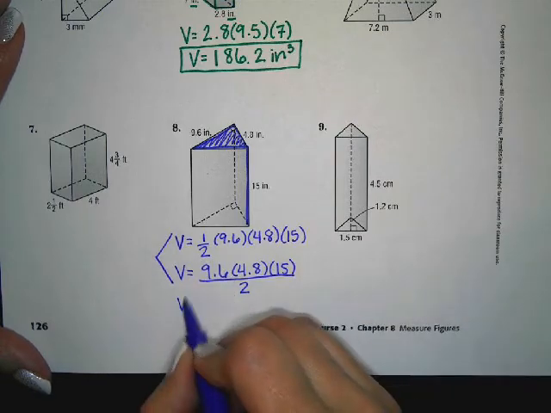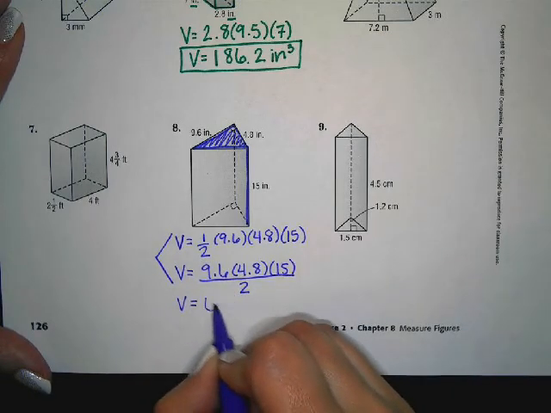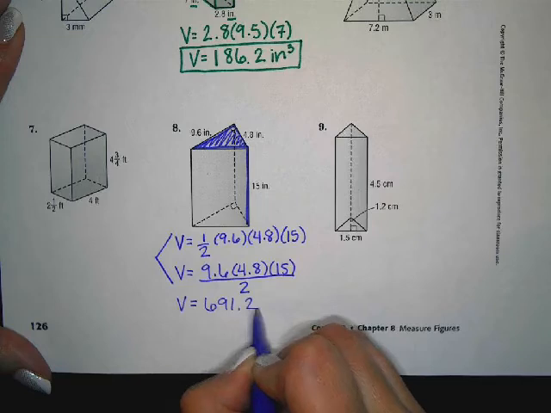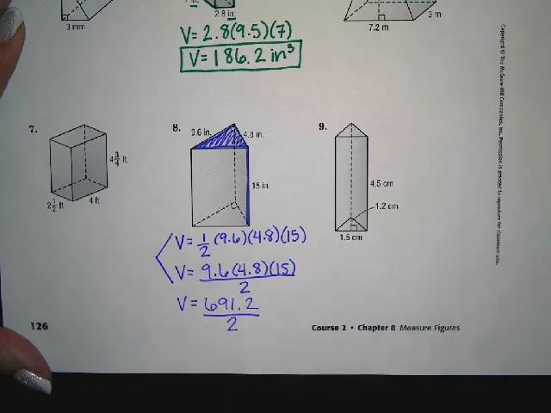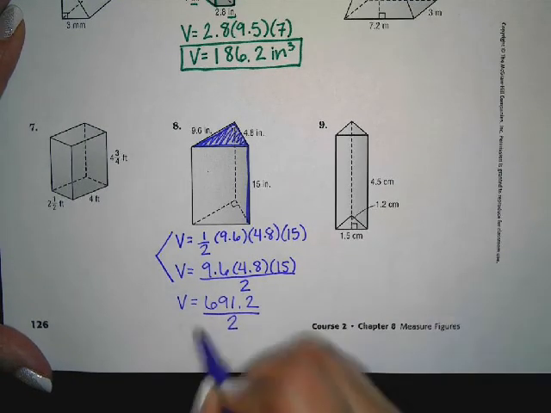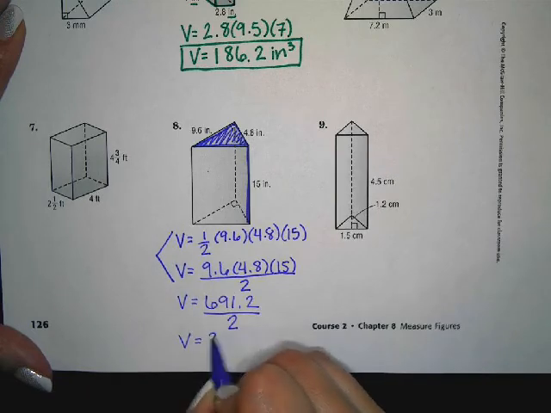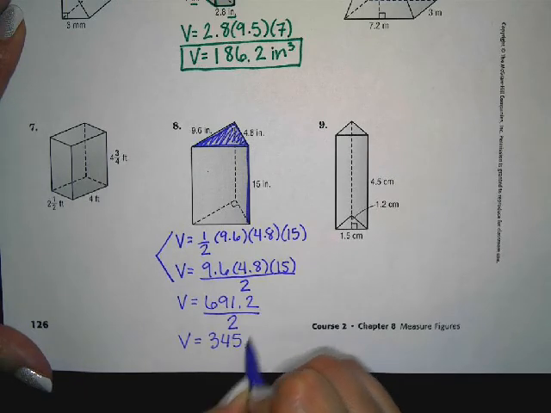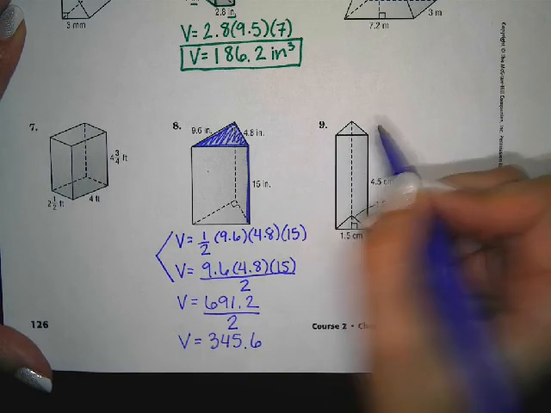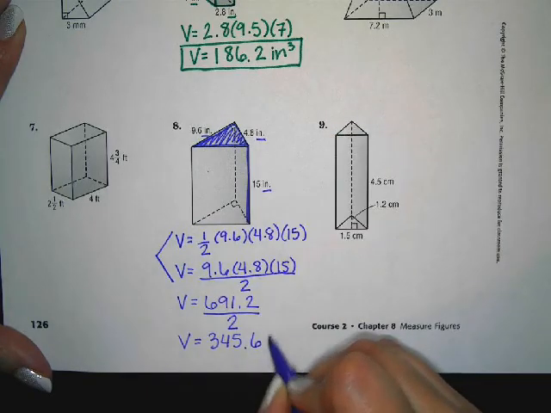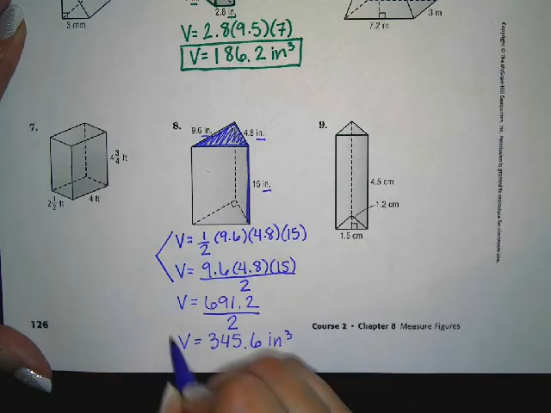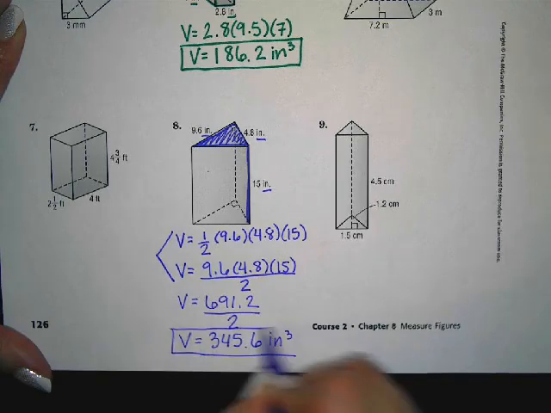And if you simplify that, you end up with 691.2 divided by 2. And then when you divide that out, you get volume is equal to 345.6. My units are inches, and I have 3 of them, so it's inches cubed. And that is your final answer.